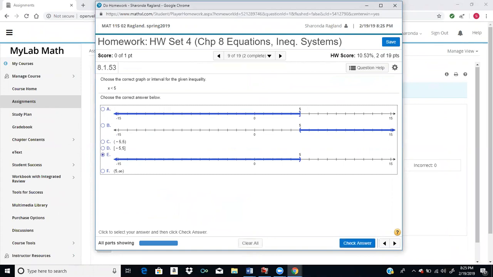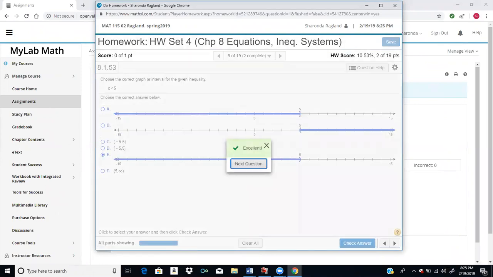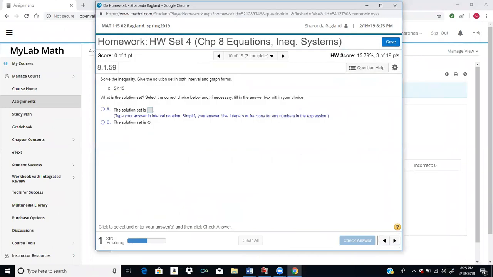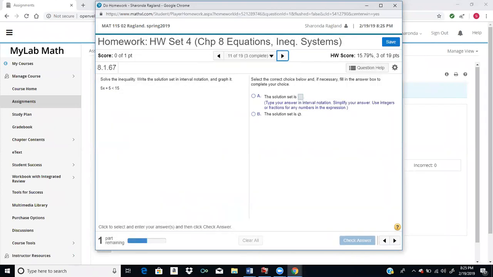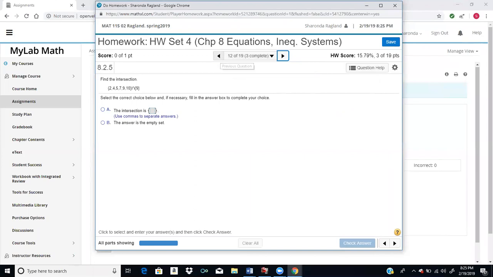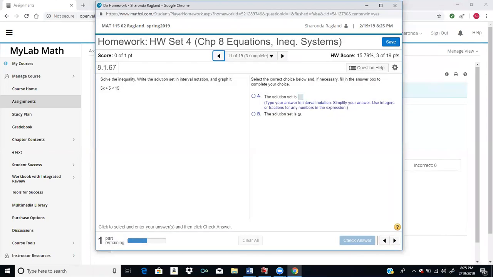So E, good. All right, and this one you saw. Let's see if we have another one that we can actually do. 10. All right, so that one is the same as an equation. So we'll go back, we'll do this one. Go back to that. All right, solve the inequality, write the solution in interval notation, and graph it.